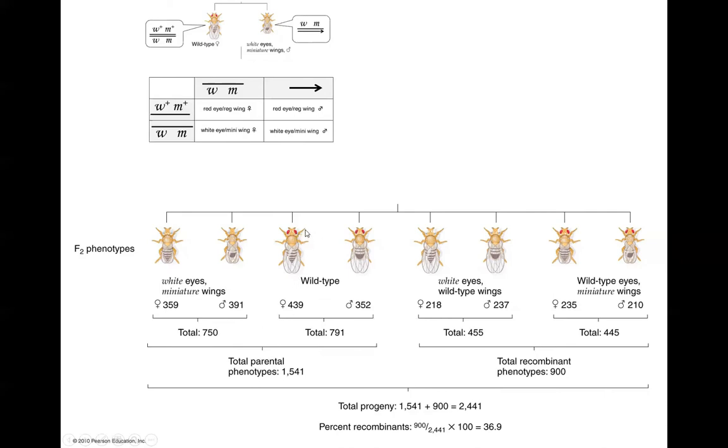Again, red eye, regular wings, just regular old wings. These are going to be like one of the parents. The little white eye, miniature wing one over here, that would be like the other original parent. Again, these are the parental phenotypes. But we can look over here to the right and see that's not how this played out. All right, so let's investigate this right side a little further.